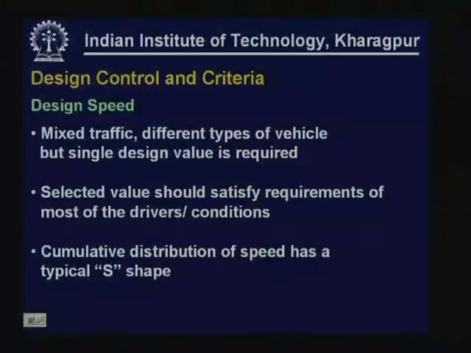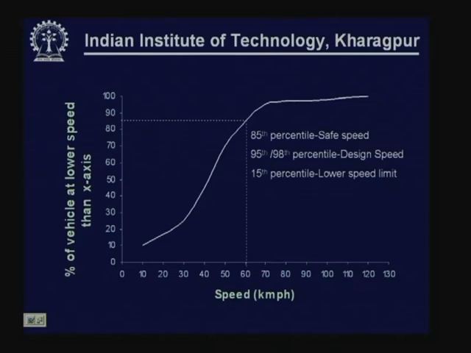Let us look at the cumulative distribution of speed, which is a typical S curve. The x axis shows speed, and the y axis shows the percentage of vehicles at lower speed than whatever is indicated on the x axis. This is the typical S curve normally obtained from a spot speed distribution. From this curve, the 85th percentile speed, marked on the graph, is normally taken as the safe speed limit for the road. The road system is designed with a speed which is the 95th or sometimes 98th percentile speed.